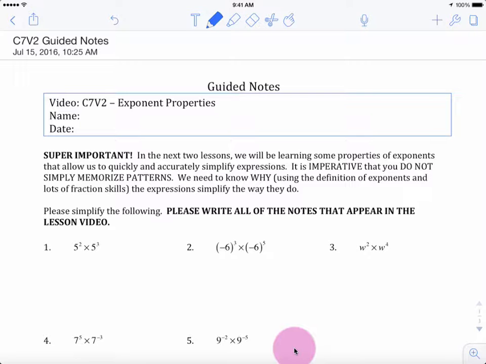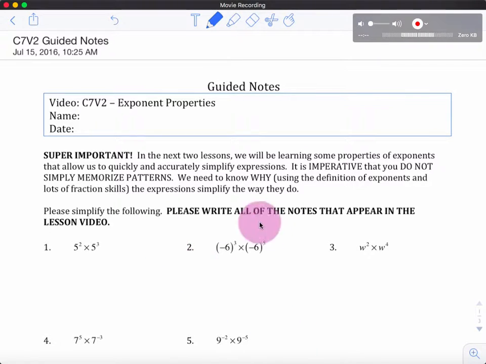And one note, for this lesson video in particular, I really would like you to be diligent about writing down all of the notes that appear in the lesson video. You could certainly get by with writing very little, but I think in terms of having a really good conceptual understanding, please write down pretty much everything I do. So with that, let's do it.